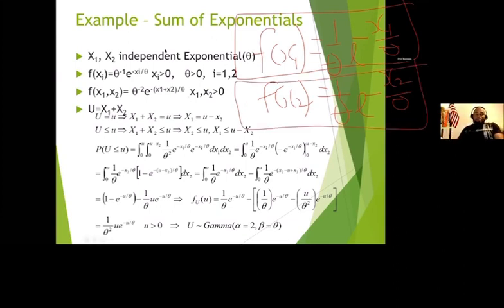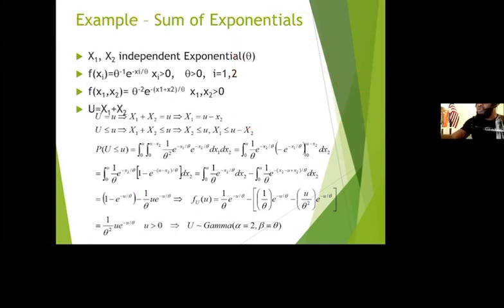Because they say they are independent, what are you going to do? You're going to multiply them to get the joint. So multiplying them now, you're going to write f of x1 x2 equal to f of x1 multiplied by f of x2.